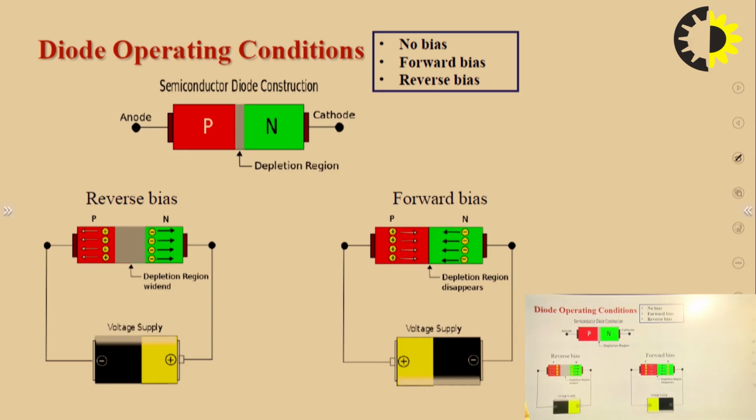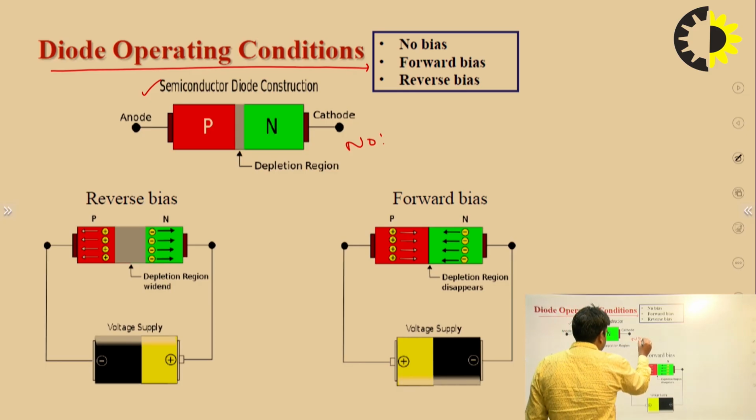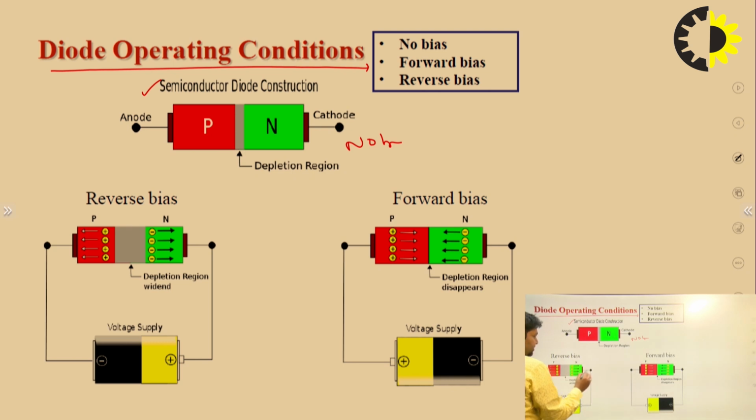And how do we explain the p-n junction diode working principle? By using three conditions. The first one is no bias. That means the p-n junction diode is not connected to any battery. The second one is if the p-type is connected to the positive terminal and the n-type to the negative terminal, the diode works in the forward bias condition.